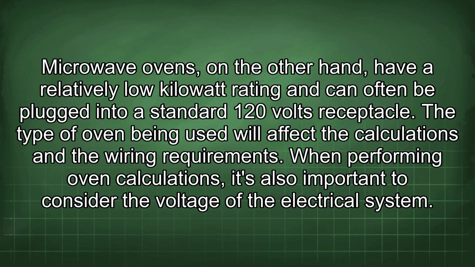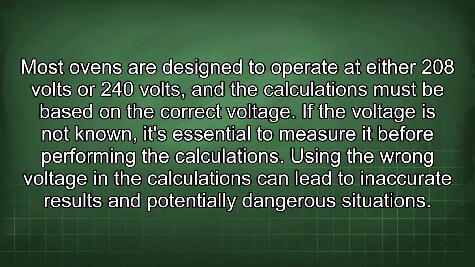When performing oven calculations, it's also important to consider the voltage of the electrical system. Most ovens are designed to operate at either 208 volts or 240 volts, and the calculations must be based on the correct voltage. If the voltage is not known, it's essential to measure it before performing the calculations. Using the wrong voltage in the calculations can lead to inaccurate results and potentially dangerous situations.